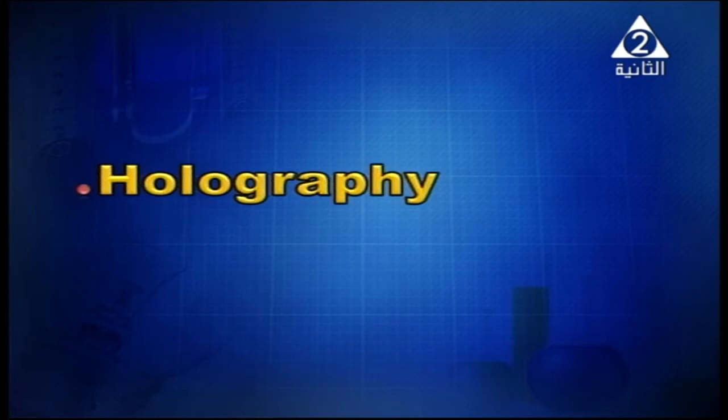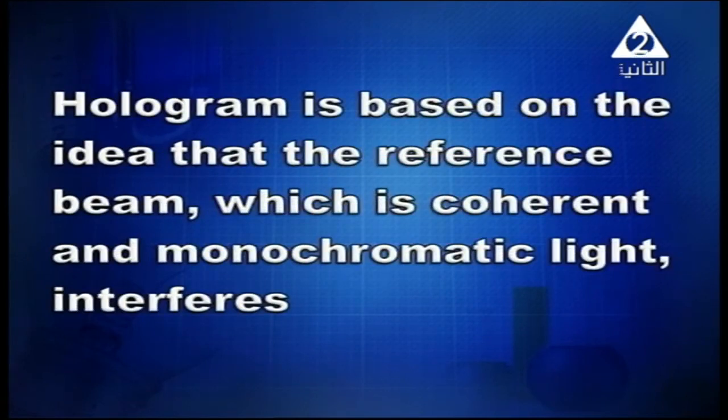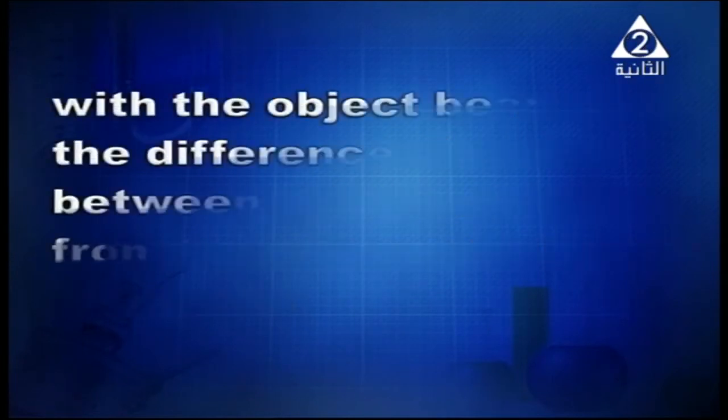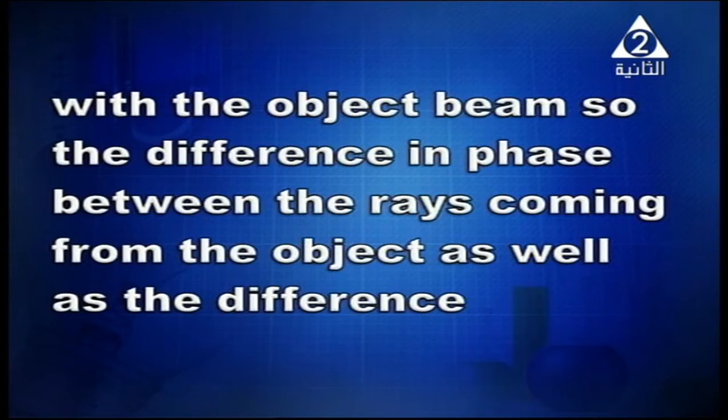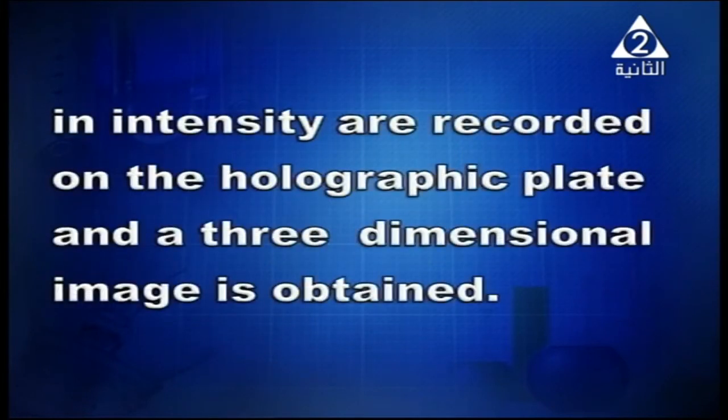And what about the idea of holography? As a matter of fact, a hologram is based on the idea that the reference beam, which is coherent and monochromatic light, interferes with the object beam. So the difference in phase between the rays coming from the object, as well as the difference in intensity, are recorded in the holographic plate, and a 3-dimensional image is obtained.